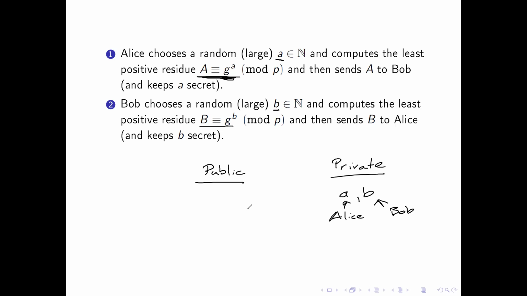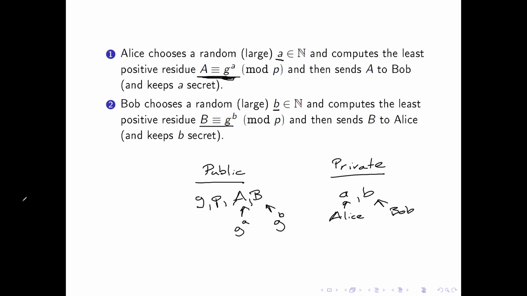And they don't know the other one. So Alice does not know b and Bob does not know a. But in public, we've already shared G, P, big A, and big B, where big A is G to the a and big B is G to the b. So these are all public, and because of the discrete logarithm problem, Eve cannot figure out what little a and little b are. But the question is, how do Bob and Alice use this then?